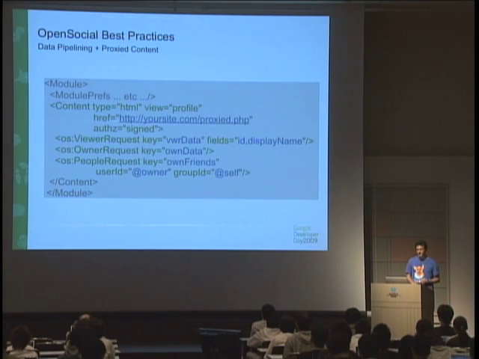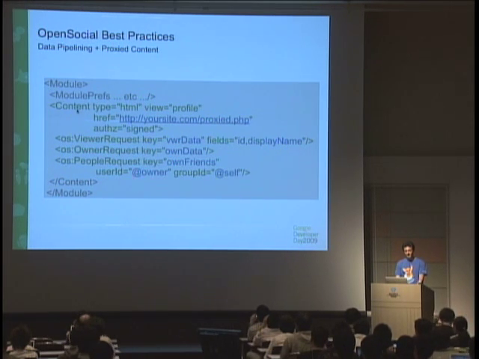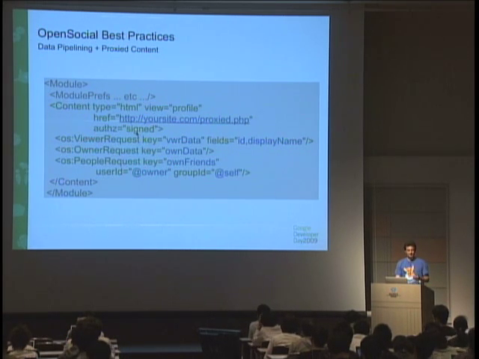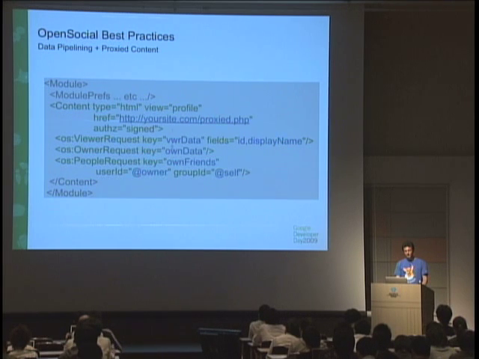So this is what it looks like. Here I'm in the module prefs. We have the module pref that we defined here. And in the content, I say this is type HTML. The view is profile. And for this profile view of type HTML, the content will be on my server in a PHP script. That's the PHP script that I want to show in the profile view for my app. And it's going to be signed, the authentication. And then I say, for that view, I want the viewer request, the owner request, and I want the fields ID and display name. I want a people request for the owner friends, for user ID owner and group ID self. And these are the owner friends.